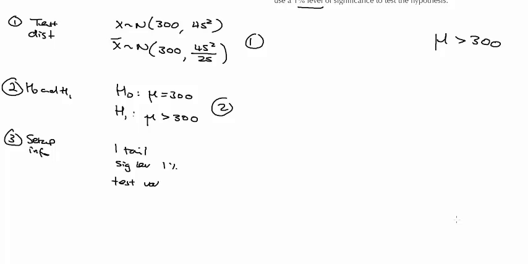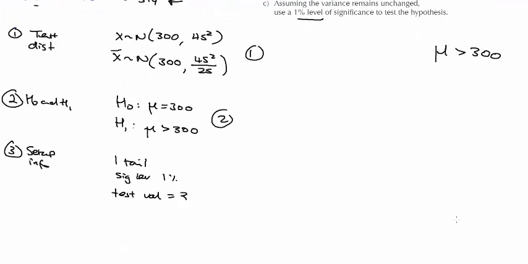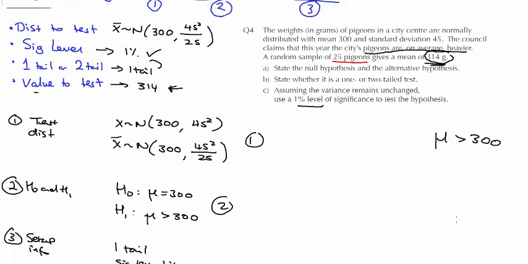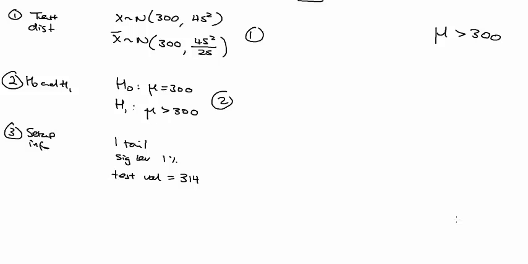I really like to get clear on this as well. So the test value from the question, the thing we've actually seen, is 314. Okay, so our test value is 314. Okay, fair play. So now let's test it.